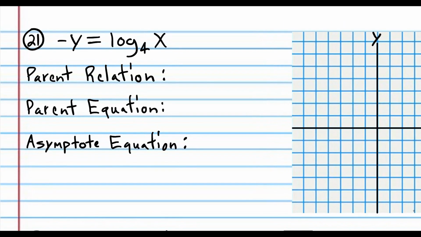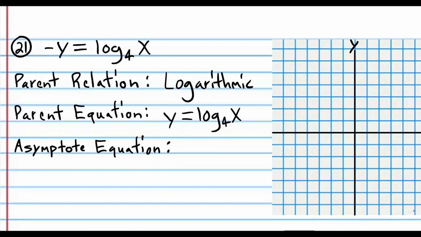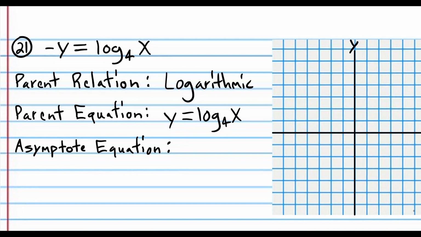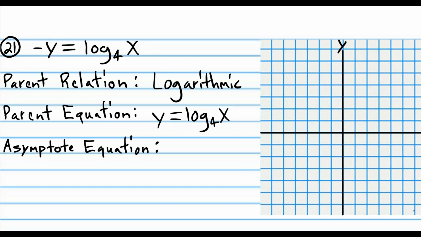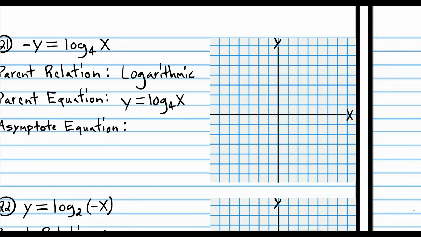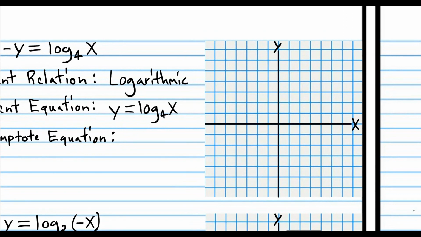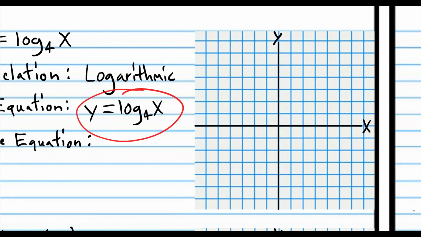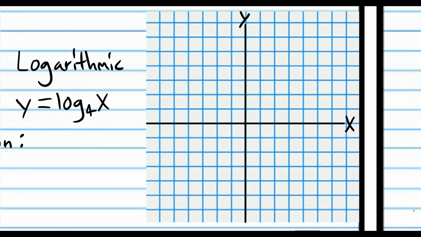All right, for this problem, the parent relation is obviously going to be the logarithmic relation. And the parent equation is y is equal to log base 4 of x. And we're going to be reflecting across the x-axis because there's a negative on the y. So if we graph our parent graph here, just to get a feel for what's happening, remember (1, 0) is always a point on the graph.